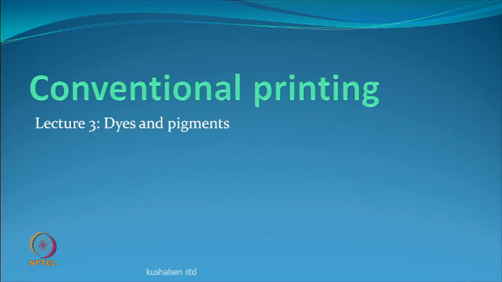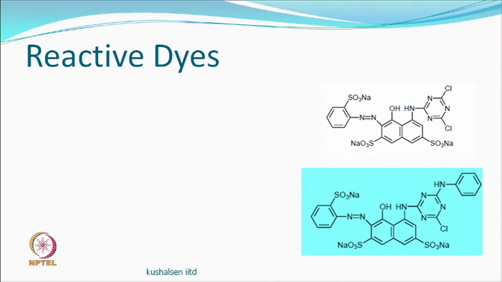with reactive dyes. So, we continue with our journey, and we will consider more dyes and pigments which are used in the conventional printing system, which are likely to give good fastness properties after printing. So, reactive dyes we did talk about.